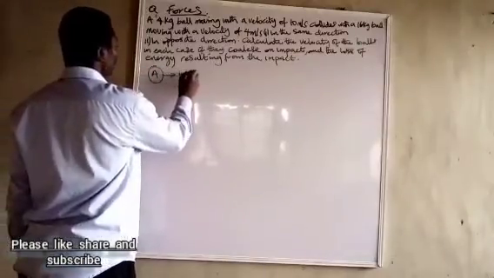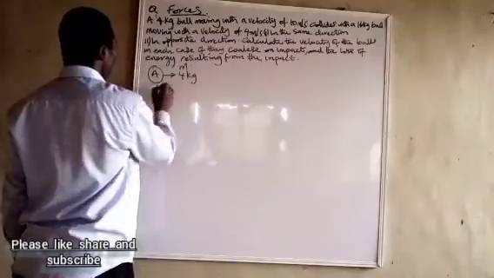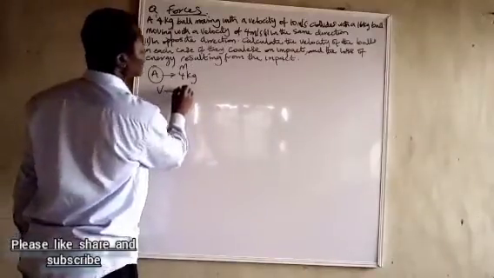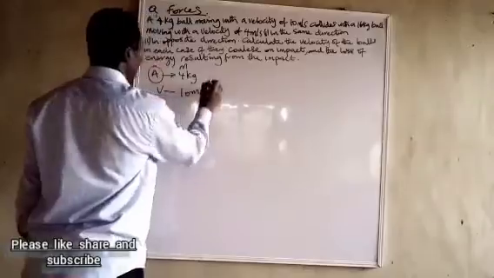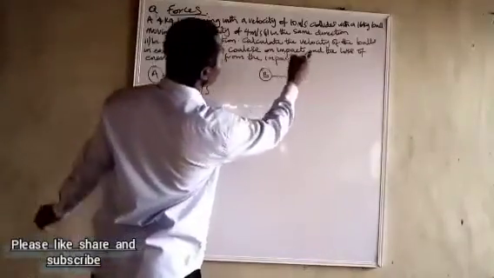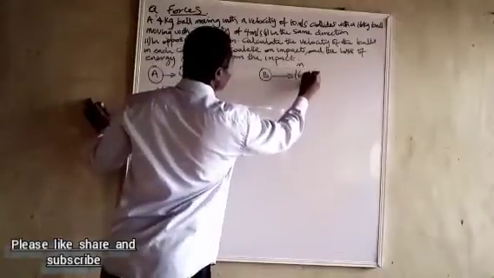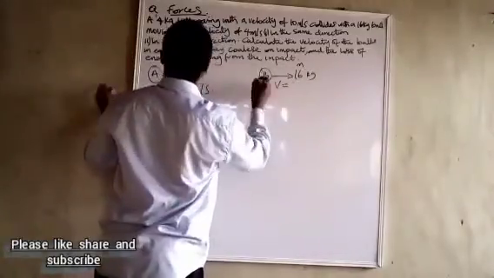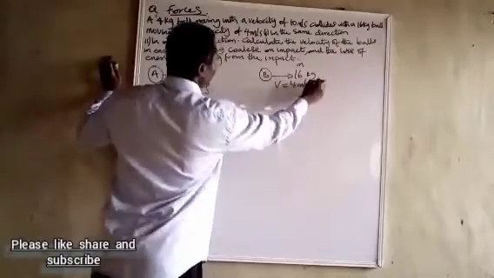Mass is 4 kilogram. Velocity is 10 meters per second. The ball B, the mass is 16 kg, velocity is 4 meters per second.